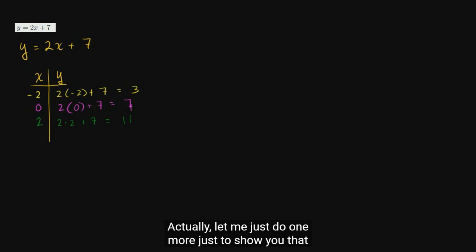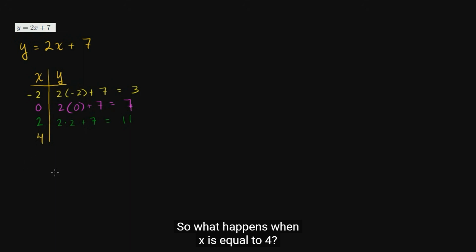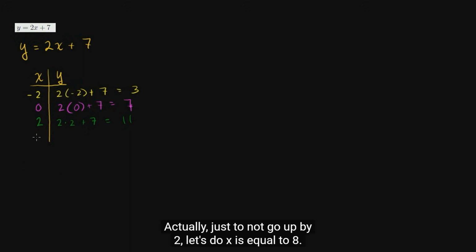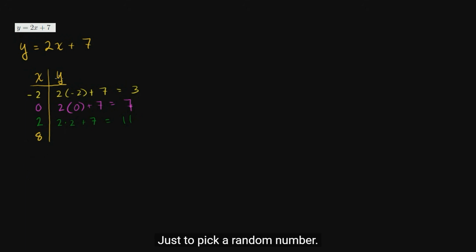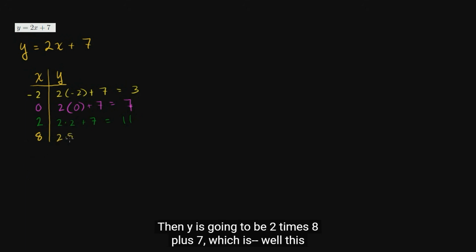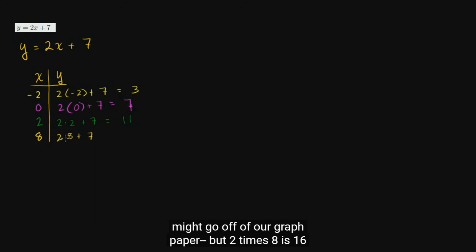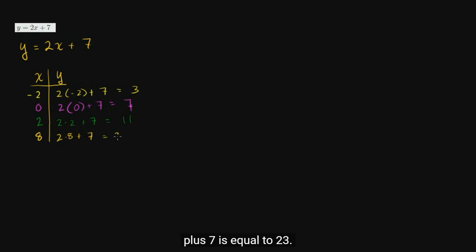Actually, let me just do one more just to show you this really is a line. So what happens when x is equal to 4? Actually, just to not go up by 2, let's do x is equal to 8, just to pick a random number. Then y is going to be 2 times 8 plus 7. This might go off of our graph paper, but 2 times 8 is 16, plus 7 is equal to 23.